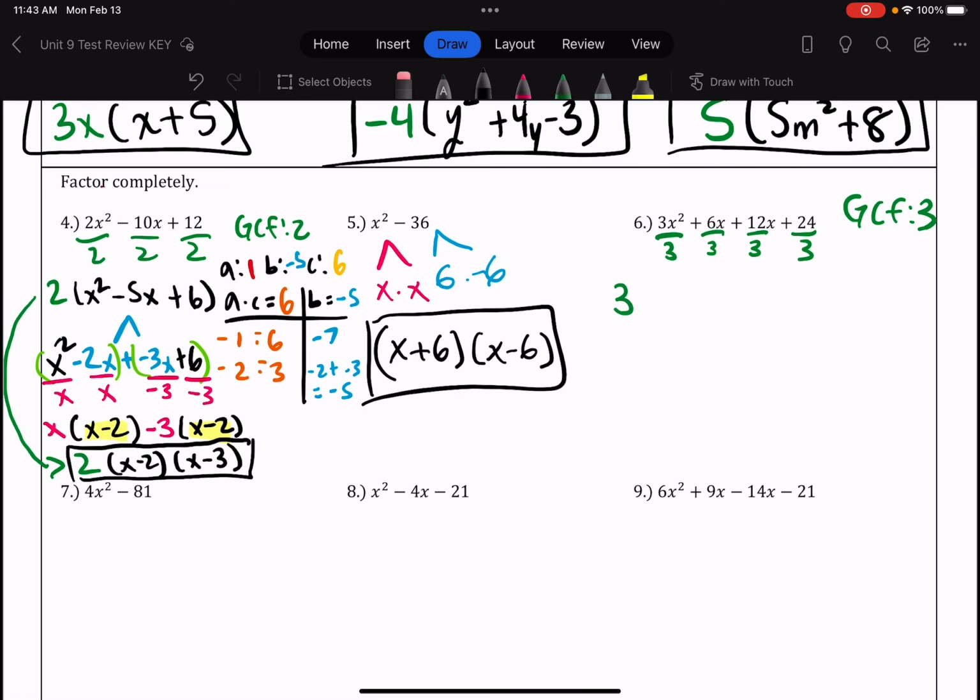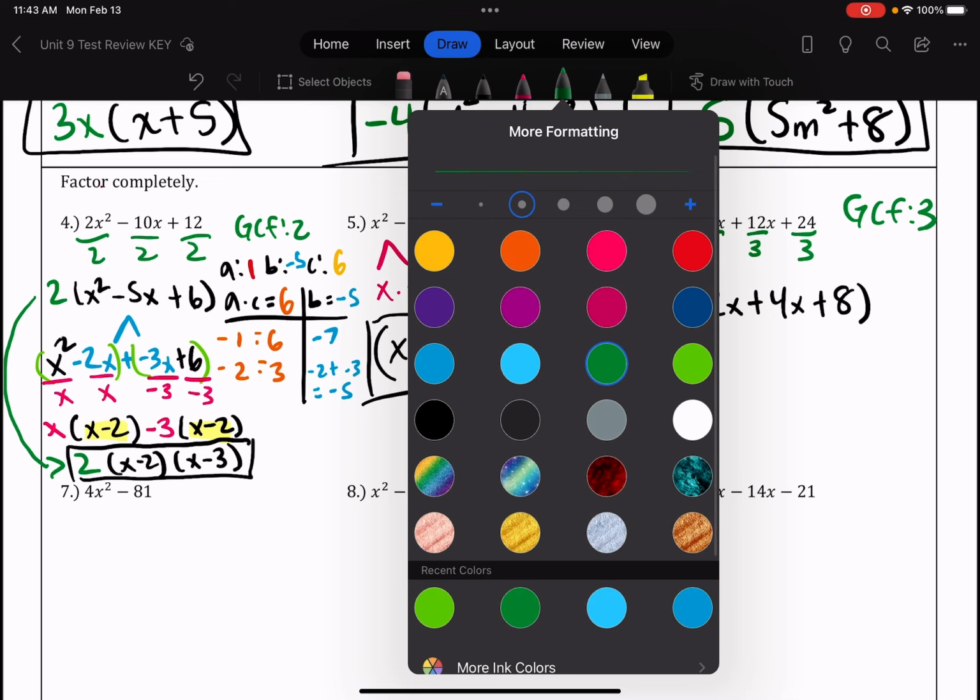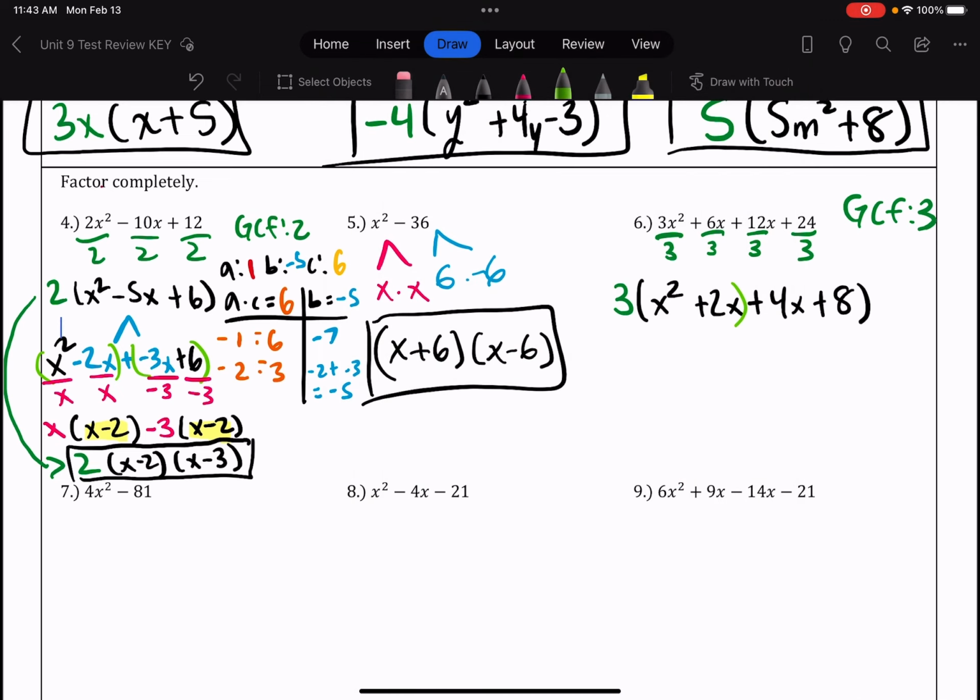So I'm going to have 3 multiplied by x squared plus 2x plus 4x plus 8. Now I can factor by grouping. So I'm going to group the first two terms, group the last two terms. From my first two terms, I've got the greatest common factor of x. So if I divide out an x, I'm left with x plus 2.